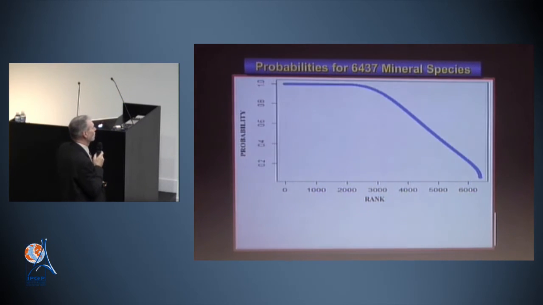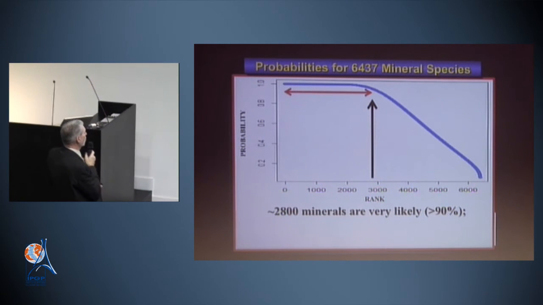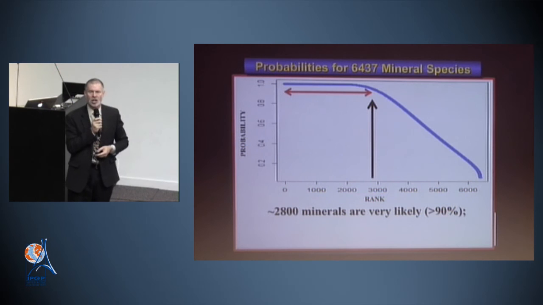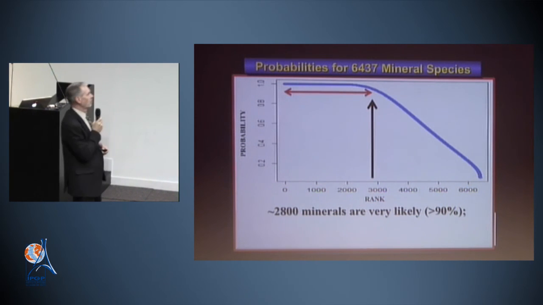Okay, so now let's talk about probabilities, because that's really this idea of chance versus necessity. Is Earth's mineralogy a deterministic thing, or is it a frozen accident? And what we'll see is that, in fact, that's a false dichotomy, that the question is much more subtle and it has to do with probabilities. So we can predict the probability. It turns out there are about 2,800 minerals that are extremely likely, greater than 90% chance to occur if you replay the tape of Earth.